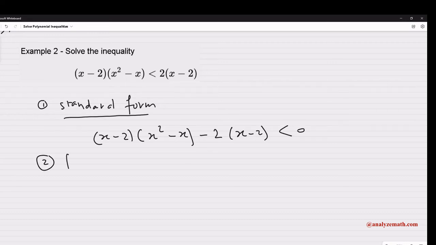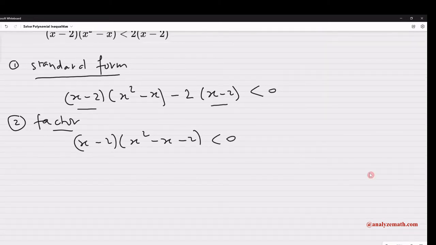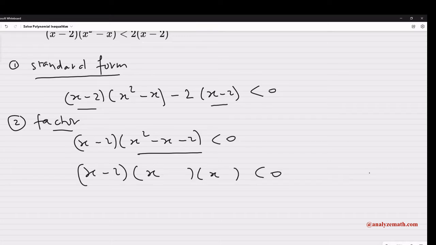Step number 2, factoring. We factor. Now we can see that x minus 2 can be a factor. x squared minus x minus 2 less than 0. Now we need to factor this term here. So that gives me x squared. Now x here and x here. Now I need the minus 2, so it's minus 2 plus 1, because I've got minus 1 here.